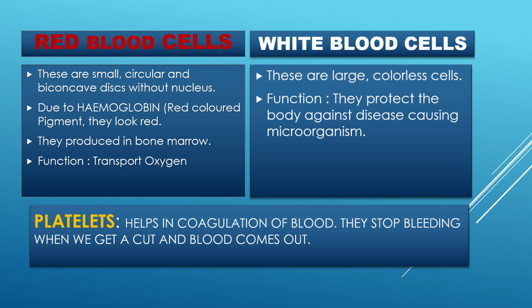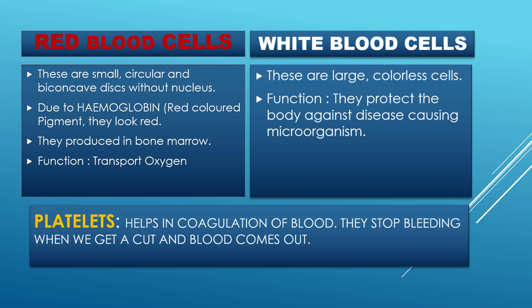White blood cells. White blood cells are of different types. These are large and colorless cells. One of the most important functions performed by white blood cells is that they protect the body against disease-causing microorganisms. When disease-causing microorganisms enter our body, they destroy the microorganisms and in this way they protect our body. The third cell, that is platelets.